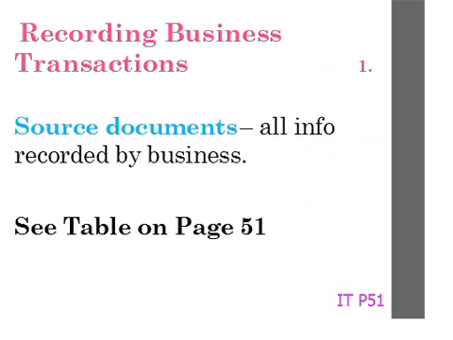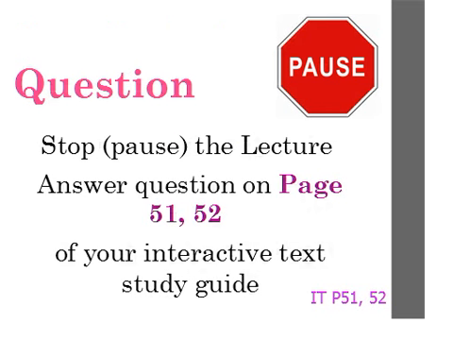1. Source documents are the source of all information recorded by a business onto their accounting system. For a list of the types of source documents and where they are recorded, see the table on page 51 of your interactive text study guide. Stop the lecture. Answer the questions on page 51 and 52 of your interactive text study guide.